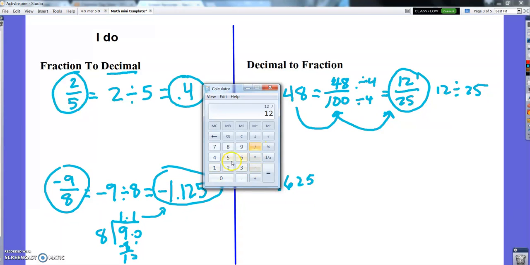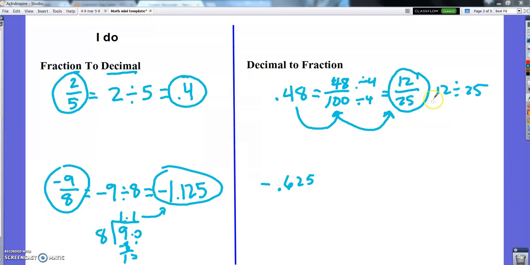12 divided by 25. And it does, so I'm good. So I could even double check by going back and making sure. Pretty nice, huh? Same thing, so this is negative 625 thousandths. That's in the thousandths place.